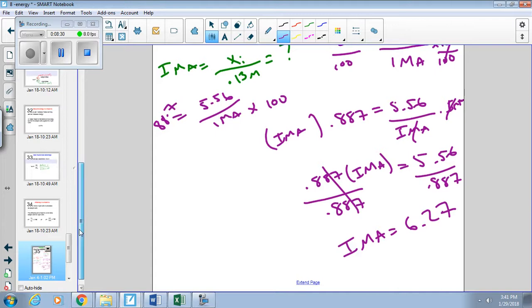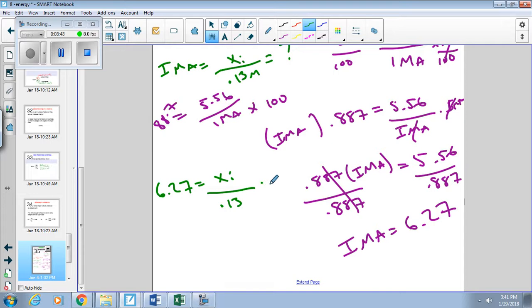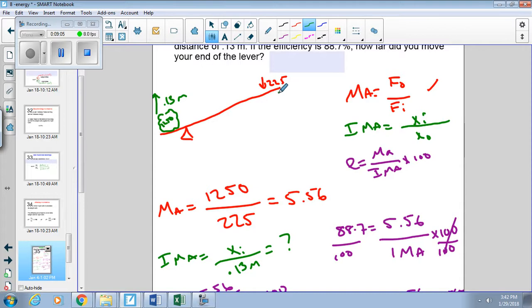Alright, now that we have ideal mechanical advantage, we can plug it back over here into our green equation as 6.27. That should equal the distance we need to push that lever down over the distance the other side is going to go up. Multiply each side by 0.13. And we're left with xi equals 0.81 meters. So we need to push this down 0.81 meters in order for that to go up 0.13 meters.